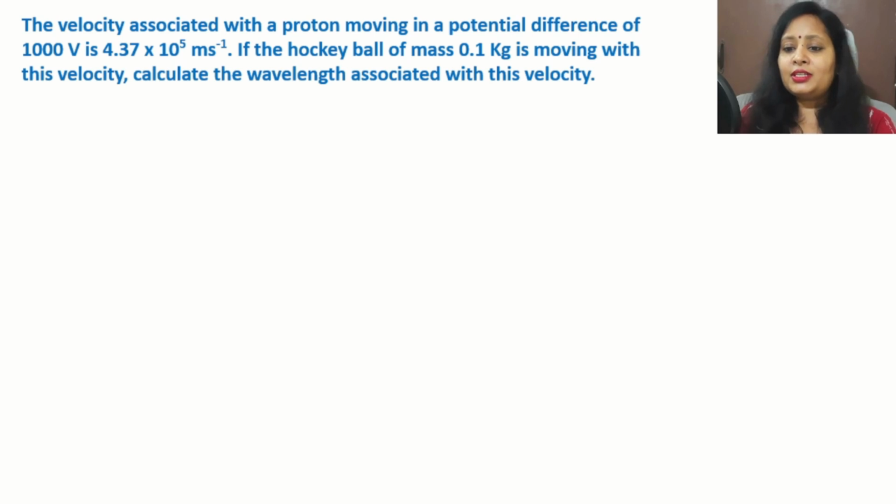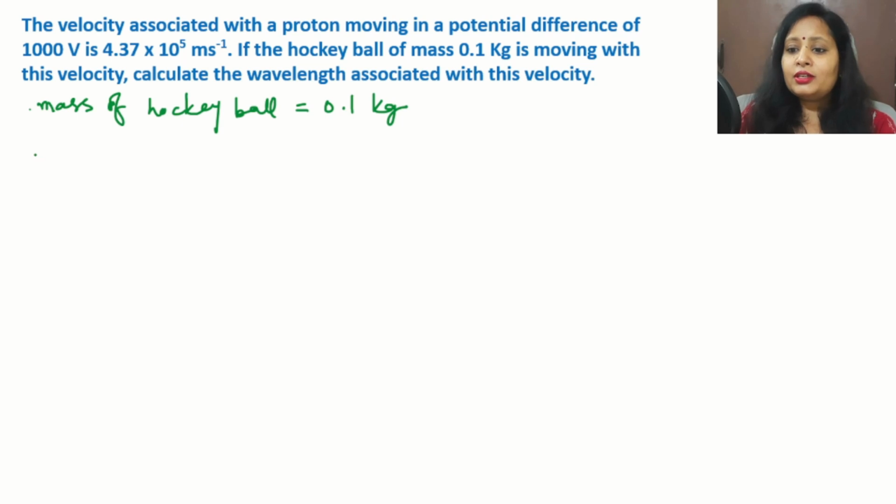velocity. So friends, here the given thing is the mass of the hockey ball, that is 0.1 kg, and they gave the velocity of the proton which is similar to the velocity of that moving ball. So we can write velocity, which we denote here with the V, is equal to 4.37 into 10 to the power 5 meter per second.